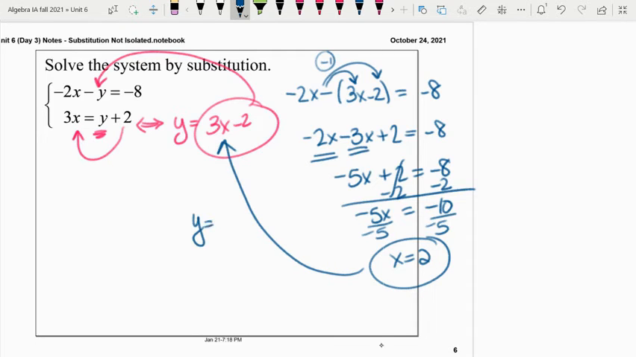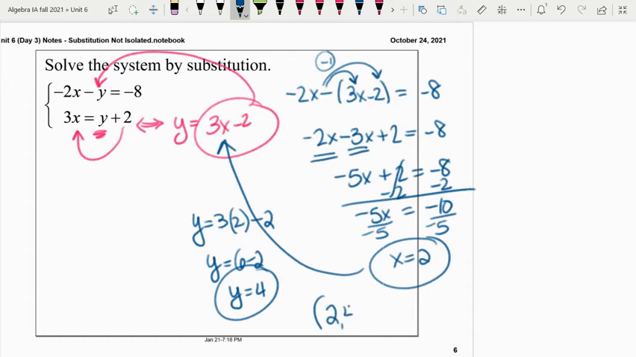So I can say y equals 3 times 2 minus 2. So y will be 6 minus 2, or 4. So my solution, write it as x comma y, so 2 comma 4. Write it as a coordinate point.